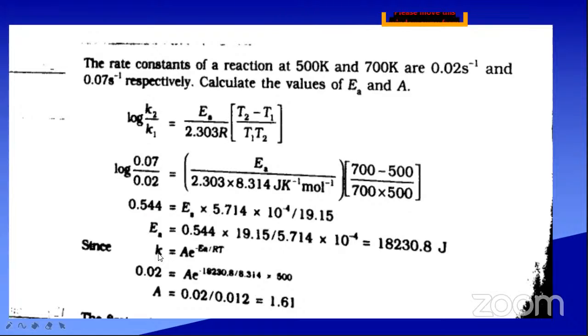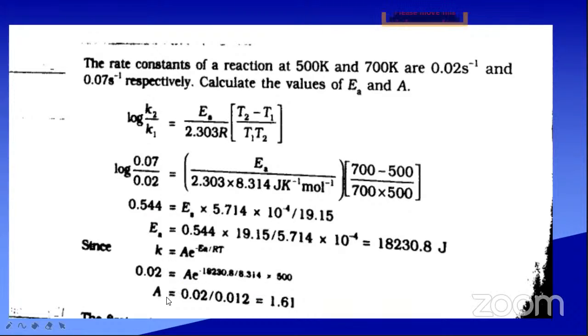Simply we have to substitute the K as well as Ea. Ea we have already calculated here, 18,230, and any one of the rate constants you have to take. If you take the 0.02 rate constant, then you have to take the temperature here, T is mentioned 500 Kelvin. If you take 0.07, then you have to take 700 Kelvin. Simply by substituting these two values, what will we get?